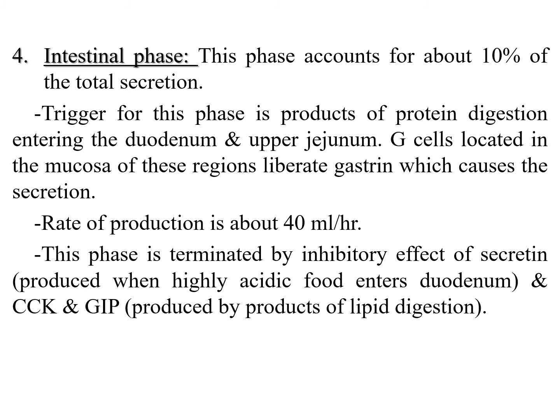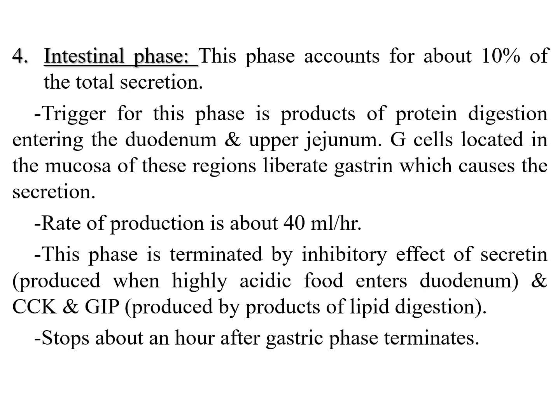Once the food leaves the stomach, the gastric phase terminates. Now the gastrin from the intestinal source is of much lower power compared to the three hormones that are now trying to stop the gastric secretion, and slowly they get the upper hand and the intestinal phase stops about an hour after the gastric phase terminates, and ultimately again the interdigestive phase takes over. So these are the gastric secretion phases in a nutshell.